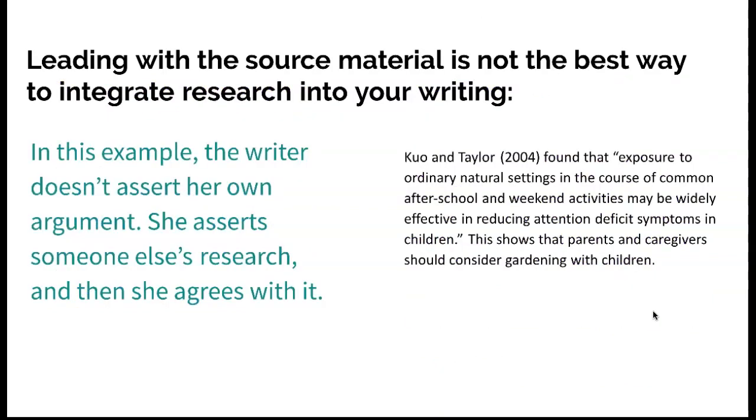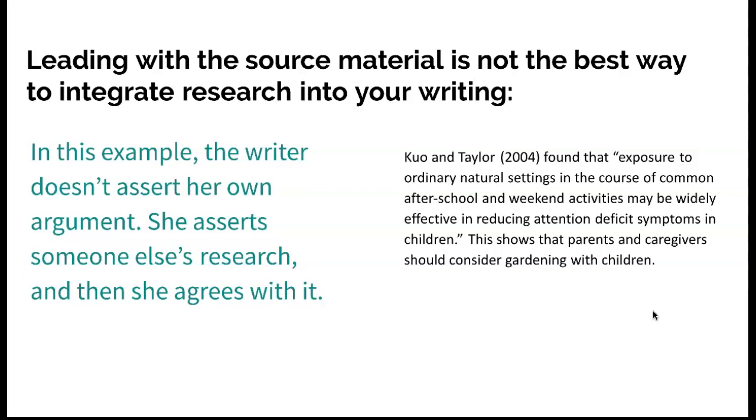So you may notice that in this first example, which was letter A, the writer doesn't assert her own argument. She asserts somebody else's research and then she just agrees with it. This is something that your instructors see new writers do all the time, and maybe it's that people don't feel confident enough in their opinion or their right to speak their point of view, that writers will put somebody else's research first and then they'll just agree with it.